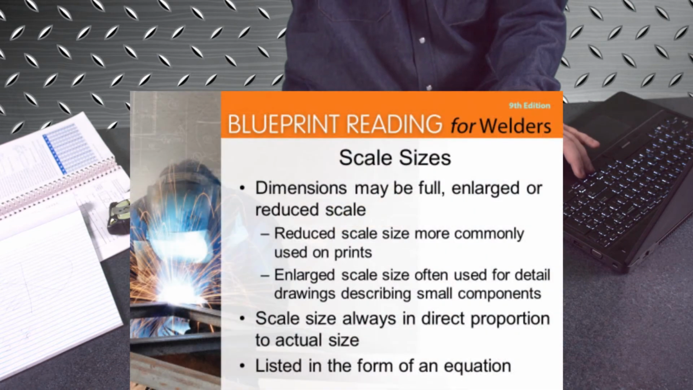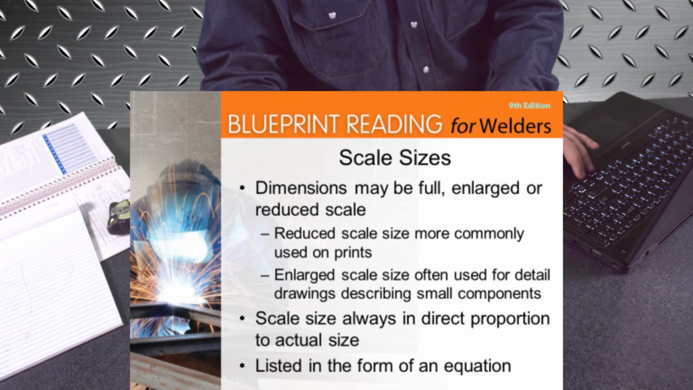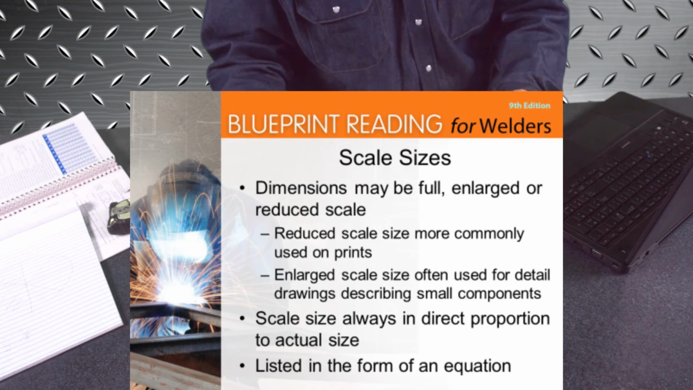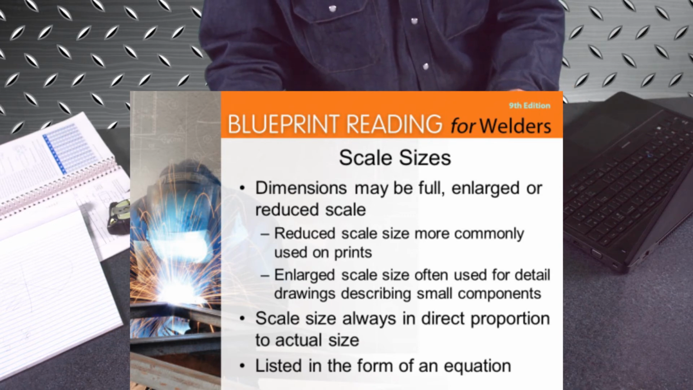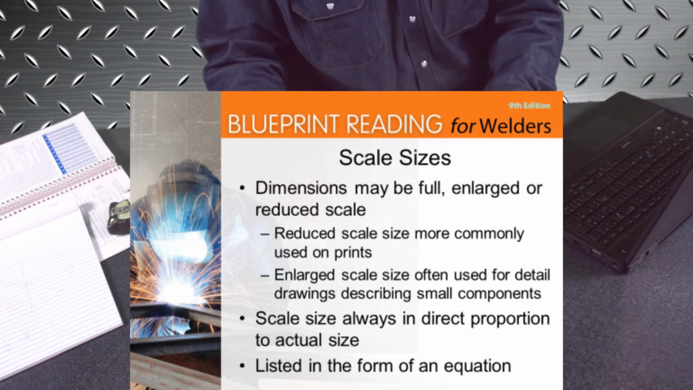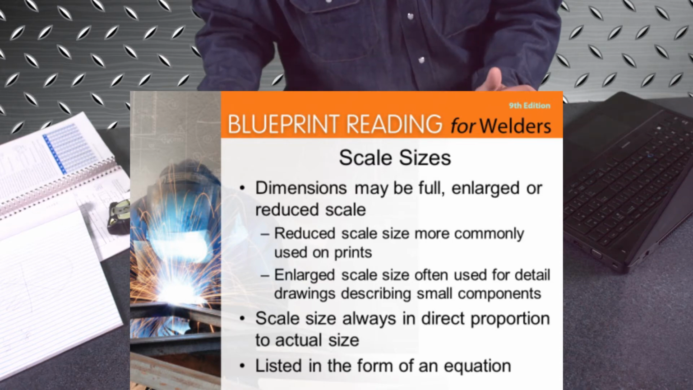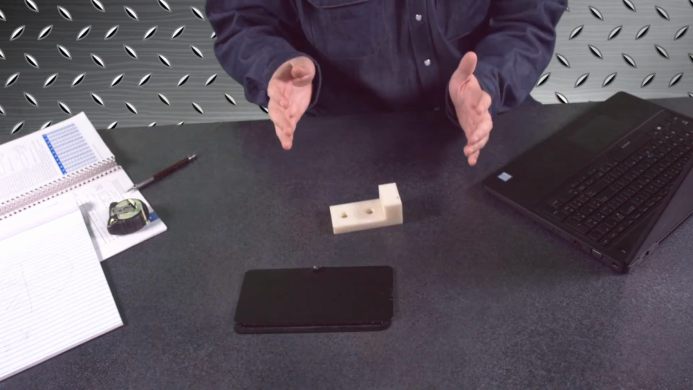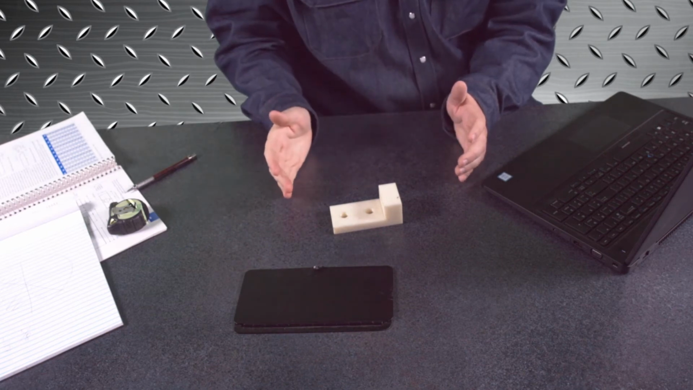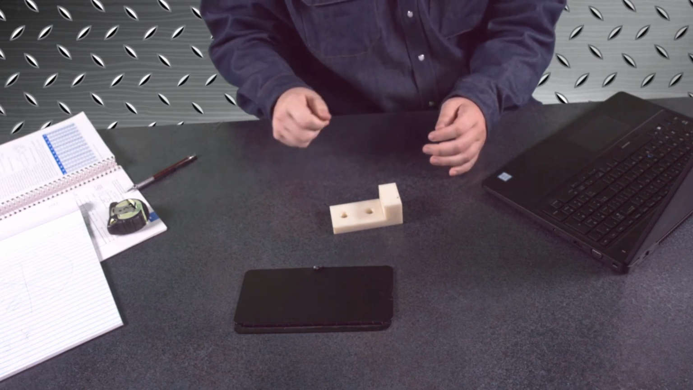Now, dimensions may be full, enlarged, or reduced scale. Reduced scale sizes are more commonly used on prints. Again, if I'm building a trailer that's 20 feet long, I don't want to have 20-foot long blueprints showing me how to build it. So I'm going to reduce that scale down to like a 1/20th scale. So a 20-foot trailer would fit onto a 20-inch piece of paper, and that would reduce it down by 12. So if I use 12:1, I'm converting 1 foot down to 1 inch on a print.